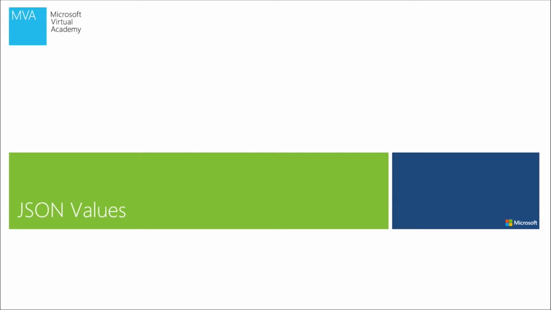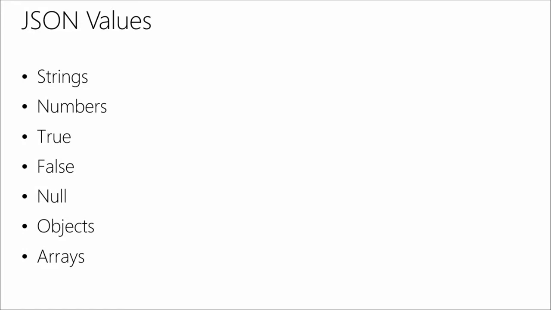So let's start with JSON values. A JSON value can be a string, a number, a boolean, a null, or a more complex value being an object or an array. We'll talk about objects and arrays a little bit later. So I'm going to give a demo on those basic types that I mentioned before.